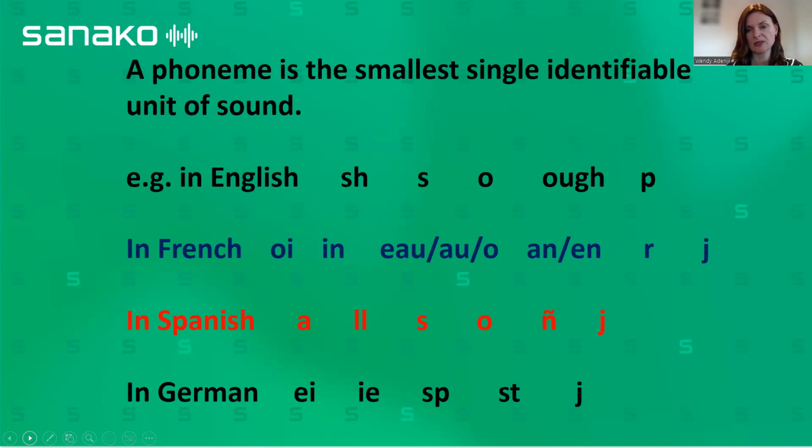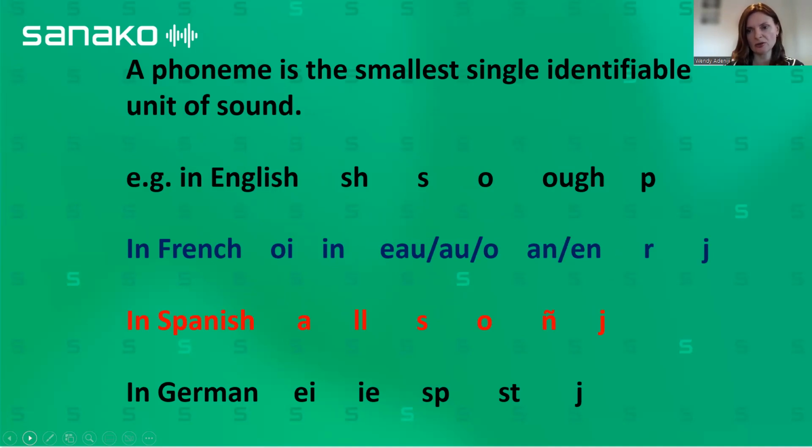So we've got some examples here. So in English, I've got the sh. These are the graphemes. The phoneme is the smallest identifiable unit of sound. So it's just how it sounds. The grapheme is that written version of the phoneme. So I've got sh, s, o.